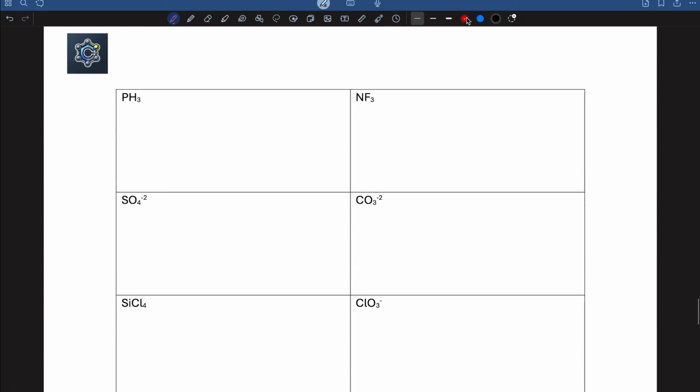The next structure, pH3, will look like this. And each polar phosphorus hydrogen bond is polar toward phosphorus. Notice that the ones left and right do cancel each other out, but the one up and down do not. And so this structure is overall polar, meaning that it does have a dipole moment.